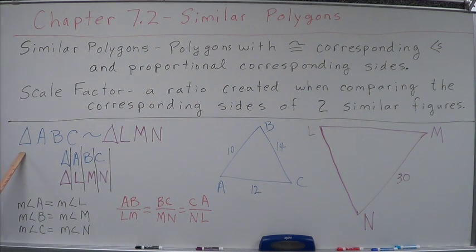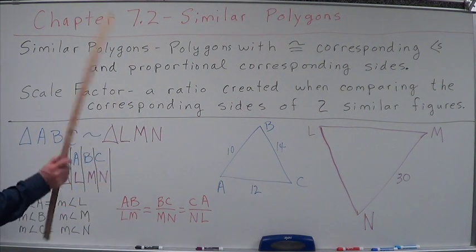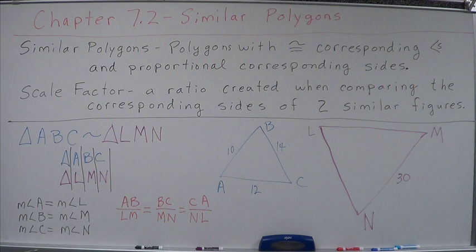If we have triangle ABC similar to triangle LMN, where this is the symbol for similar, that basically means we can stack those two on top of each other, just like we did when we were talking about congruent triangles. Vertex A goes with vertex L. Vertex B goes with vertex M. Vertex C goes with vertex N. Okay? So those go together.